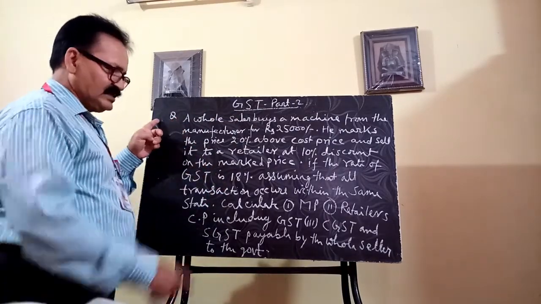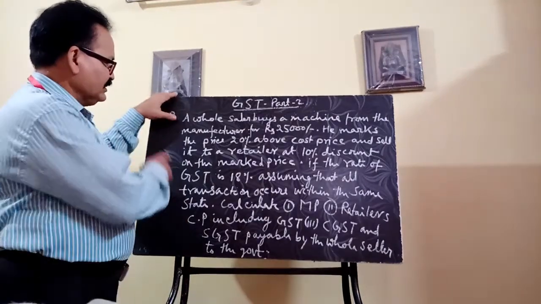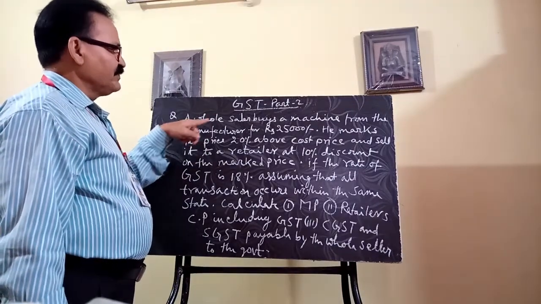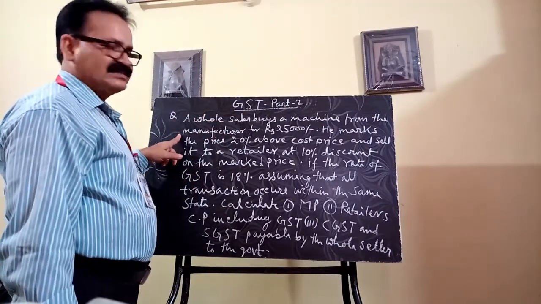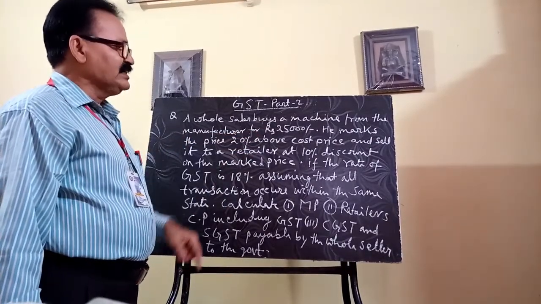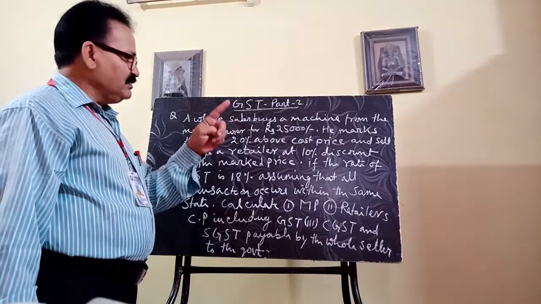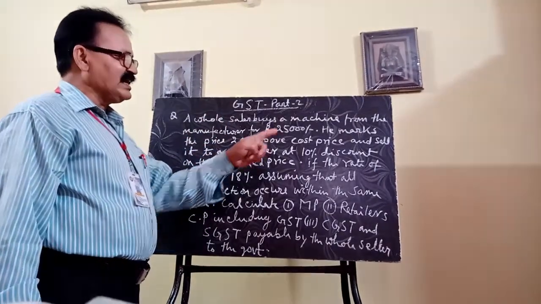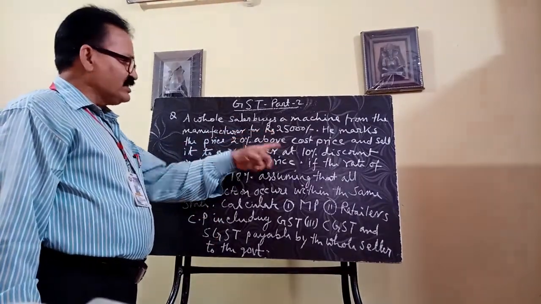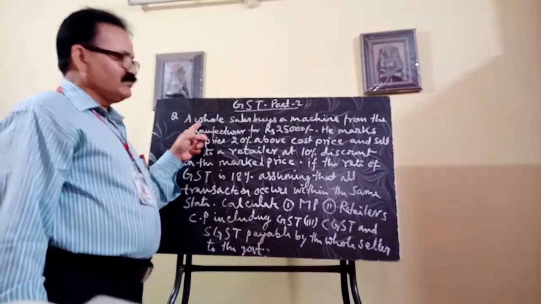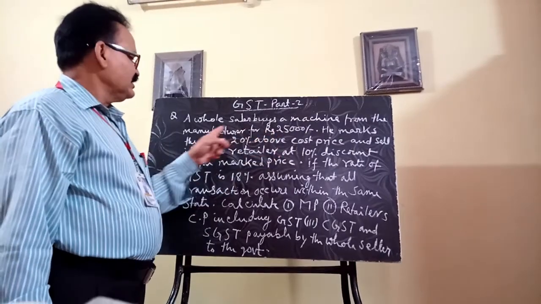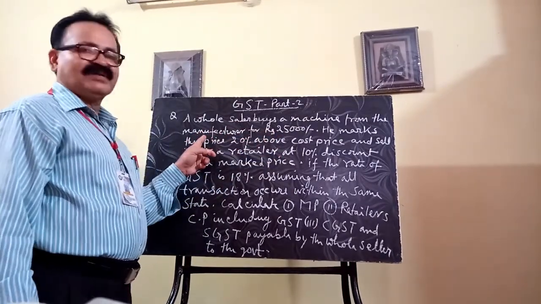So the first question that I have written on the blackboard, you just see, and also write in your copy: a wholesaler buys a machine from the manufacturer for rupees 25,000. He marks the price 20% above the cost price. That means the cost price for the wholesaler before purchasing was 25,000, because this price is fixed by the manufacturer; this is the SP of the manufacturer.